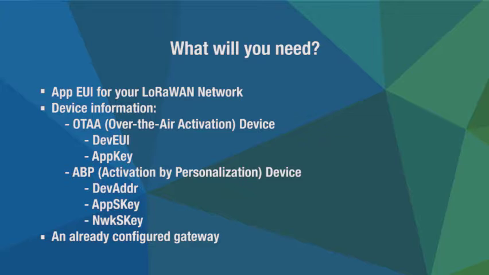Additionally, in order to forward data to the network server stack, your gateway will need to be configured to send data to your instance's IP address at port 1700. The method for configuring your gateway will vary depending on which specific gateway you're using, so consult the documentation for your specific gateway.